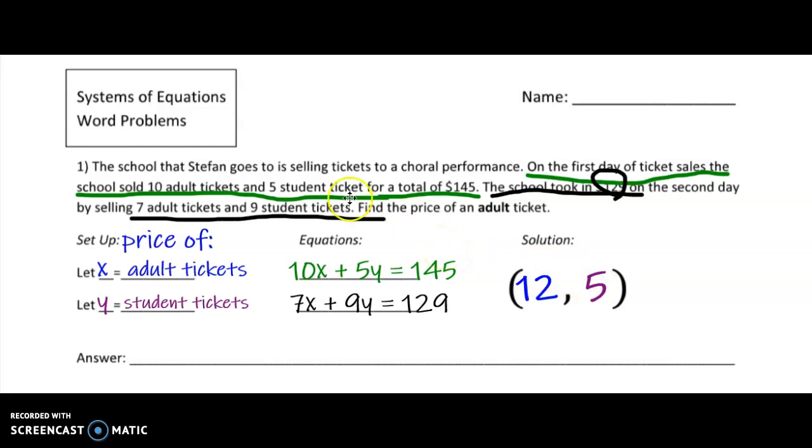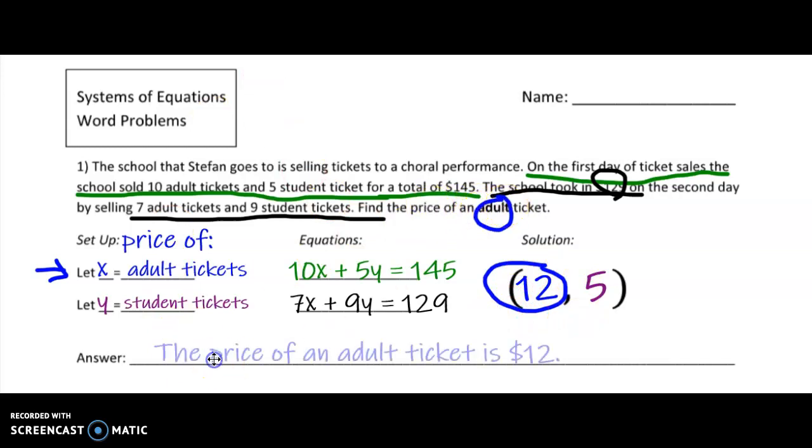Now I need to read the question again. I want to find the price of an adult ticket. An adult ticket. So I go back to what my variable stood for. Well, X stood for my adult tickets. So in an ordered pair, X comes first. That means adult tickets are represented by the first part of the coordinate, which is 12. Therefore, the answer to the question, what's the price of an adult ticket? The price of an adult ticket is $12.